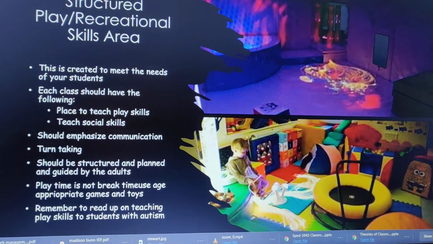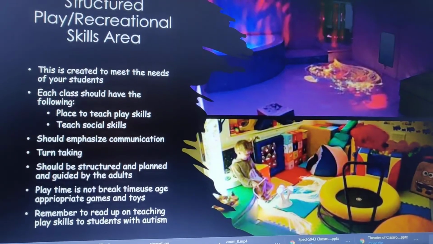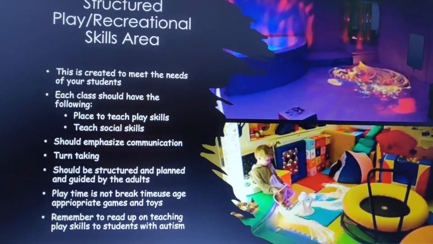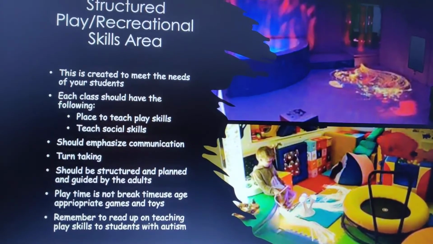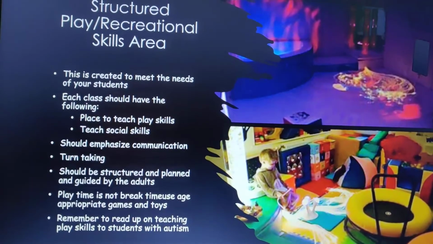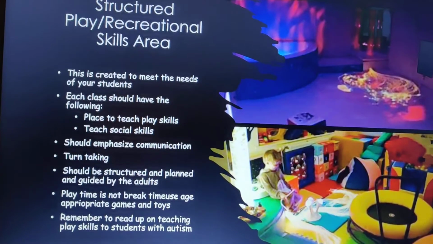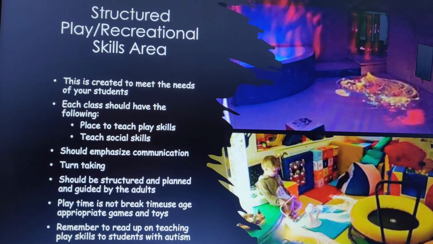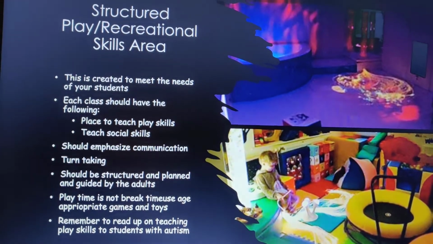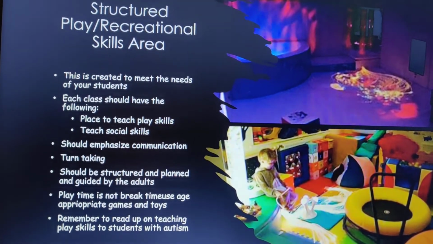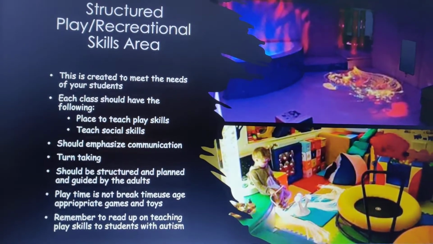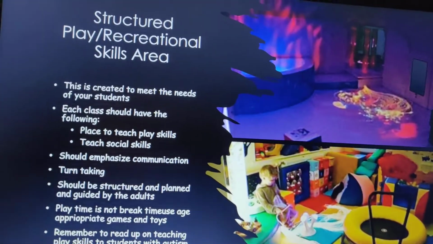These should emphasize communication. Students should always take turns. They should be structured and planned and guided by the adults. Playtime is not break time, and they should be age-appropriate games and toys. So obviously you don't want to have baby toys with middle schoolers and high schoolers because you don't want them to feel like they are babies, because they are not. But also remember to read up on teaching play skills to students with autism.